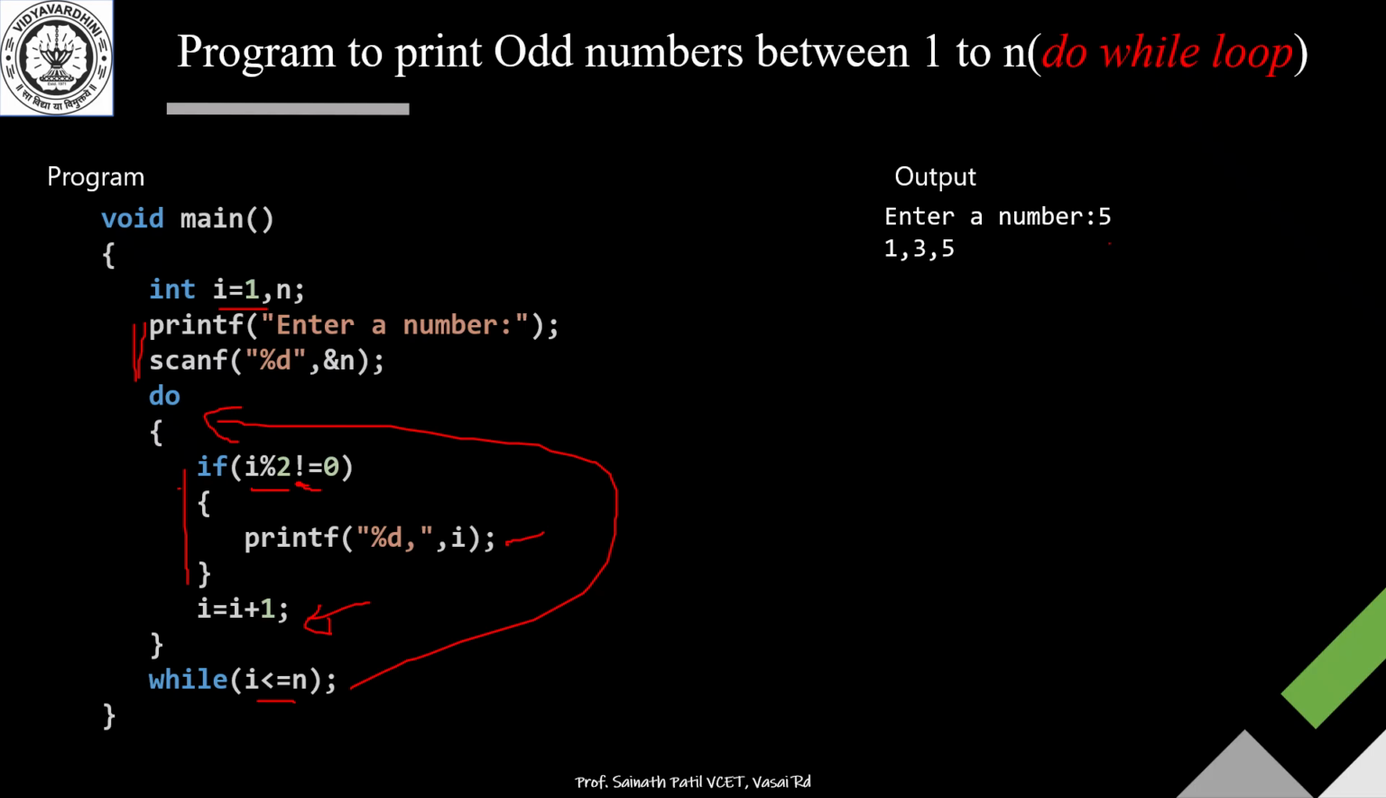Suppose I enter 5. Initially 1 will be displayed, then the value of i will be updated, it will be 2. Is i less than 5? Yes, 2 is less than 5, so it will come here. The value of i is 2, so 2 mod 2 is 0. This condition is false, so the printf statement will not execute. Then i equals i plus 1, i becomes 3. Is it less than 5? Yes, so it will go back and check the condition. If i mod 2, that is 3 mod 2, a remainder is there, so it will print the value of i, that is, 3 will be printed. So on, it will execute the program.